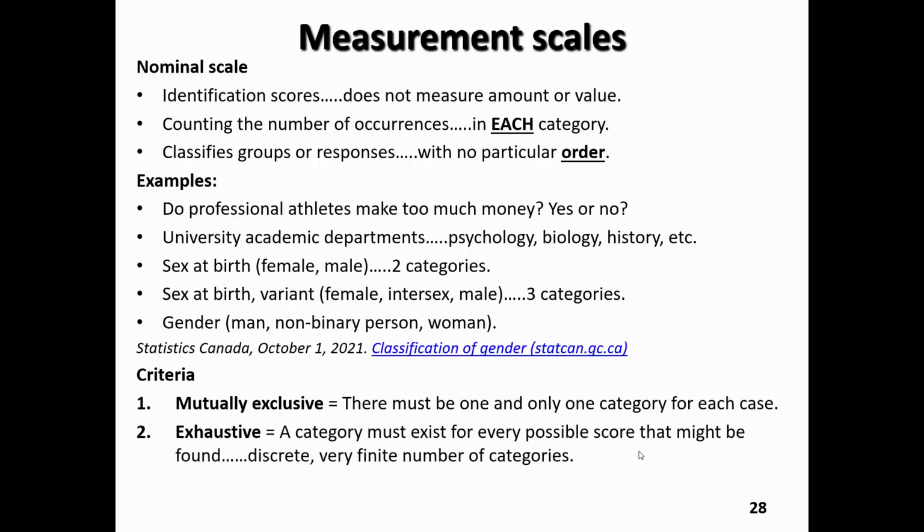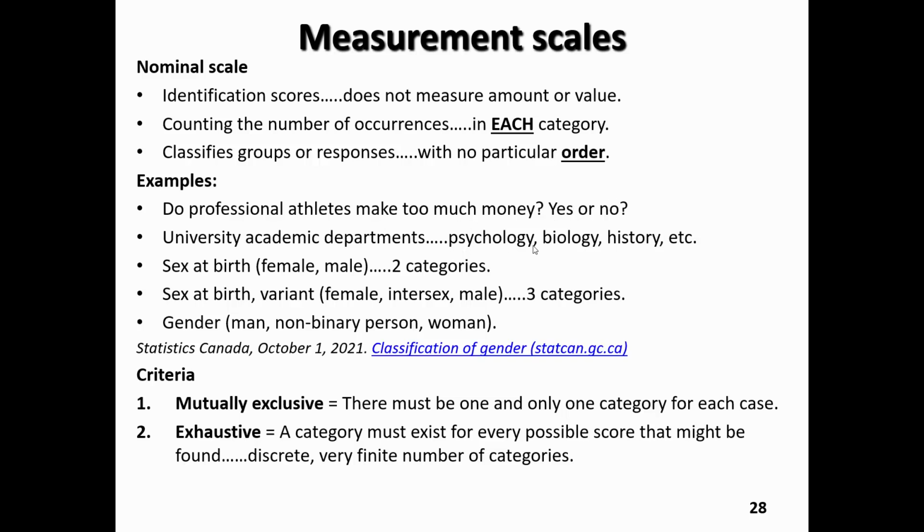The categories should be exhaustive. So a category must exist for every possible score that might be found. And once again, it's very important to note that we're not dealing with continuous data. These are discrete, so that one case, one observation would be assigned to one category. And as a result, we would have a very finite number of categories. And just take a look at these examples here, where we have a dichotomous variable in the first bullet item.